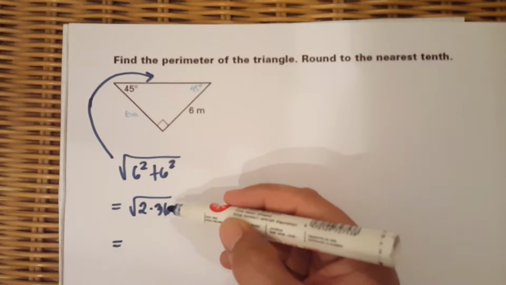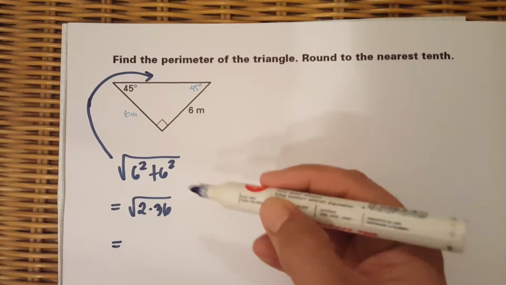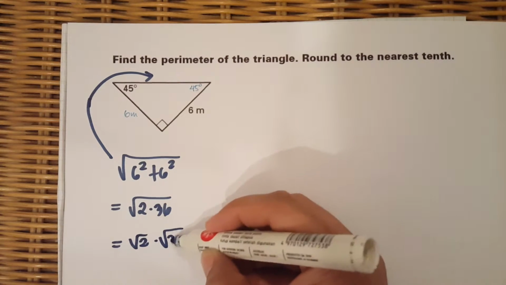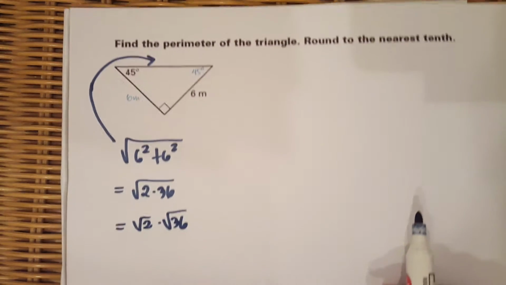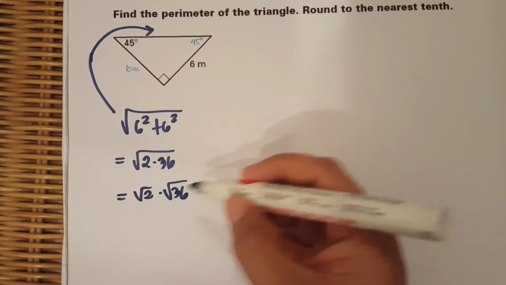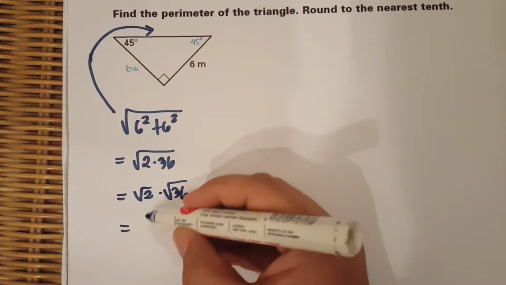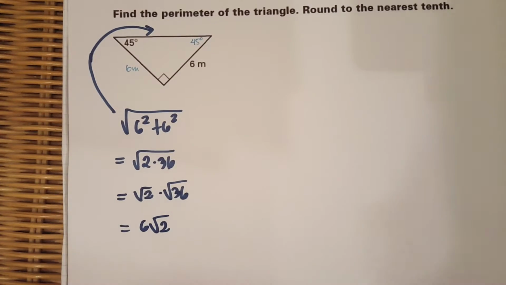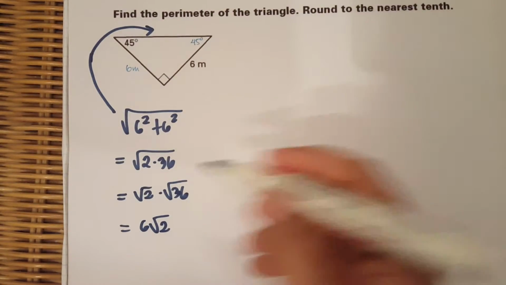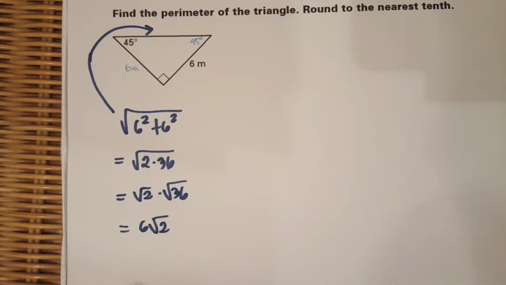36, which is a perfect square. Now we're multiplying 2 and 36, so that means we can take the square root of 2 and multiply that with the square root of 36. This is properties of radicals. We're applying the properties of radicals, so I hope you remember how to do this. So this is now simply 6 times the square root of 2. So that's it. That's the length of the remaining side, which is the hypotenuse.